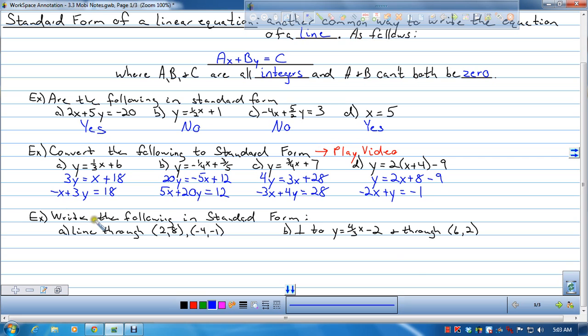You might be presented with some other information and asked to write things in standard form. We're going to have to remember back to what we did last time. Remember, we wrote lines when we just knew 2 points. We wrote lines when we knew a slope and a point. Okay, so that's what we're going to look at here. It wants you, first off, to write the following in standard form: a line that goes through 2, 8 and through negative 4, negative 1.